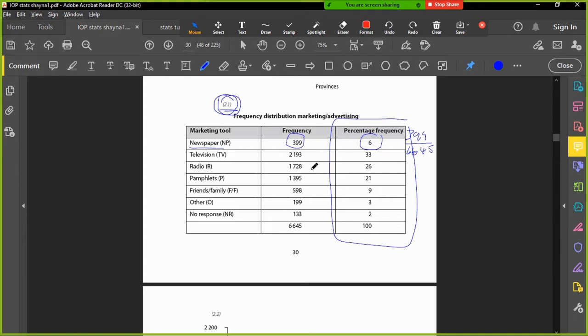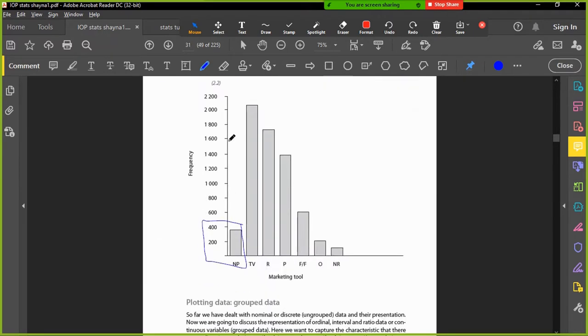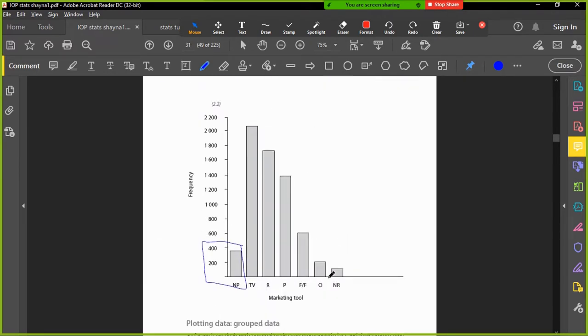Yeah, I think I would. What would your bars be representing? On the y-axis would be my frequency. And the x would be the stuff under the marketing tool. Exactly. So it'll look something like this. Obviously you've got the different provinces. Not provinces, this is a different question. This is the different marketing tools. And then you've got the number of.